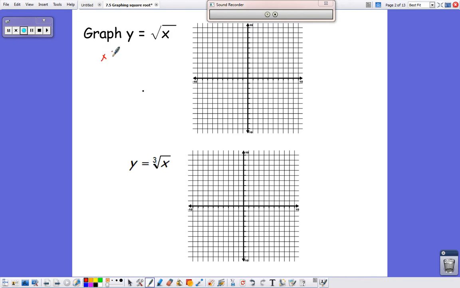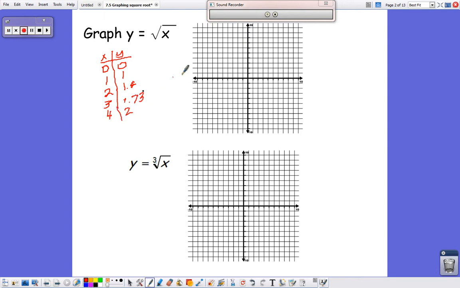So if I pick values for x, y, I get 0, and the square root of 0 is going to give me 0. I pick 1, the square root of 1 is 1. 2, the square root of 2 is about 1.4. And then if I do 3, the square root of 3 is going to be approximately 1.73. And then the square root of 4 gives me 2.